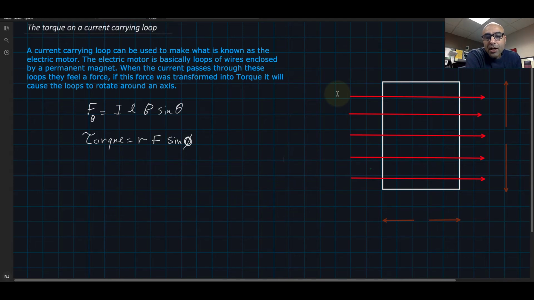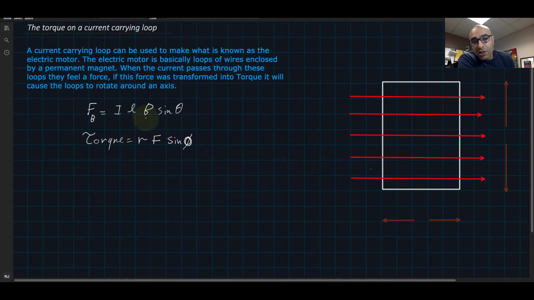If there's a current in a wire within the vicinity of a magnetic field, then this current will feel a force. This force is equal to the current value times the length of the wire exposed to the magnetic field, times the magnetic field value, times sine theta, where theta is the angle between the direction of the current and the magnetic field direction.